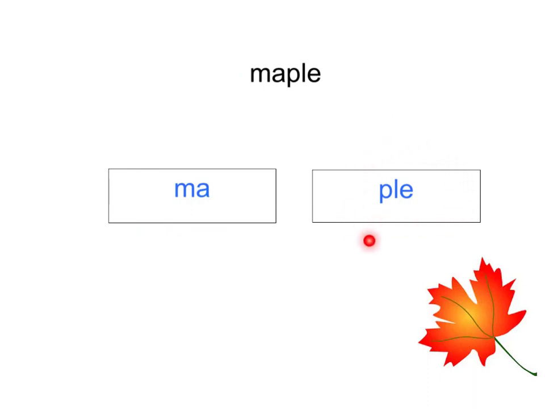Let's look at the second syllable. The second syllable has a particular pattern. It has a consonant, the P, followed by an L, followed by an E. The E is silent. That makes this syllable the consonant LE syllable.